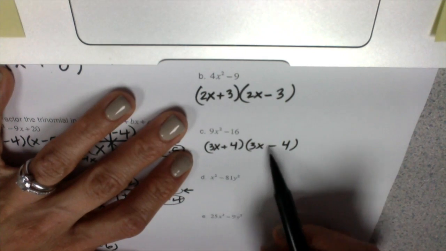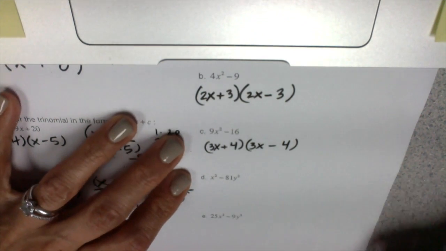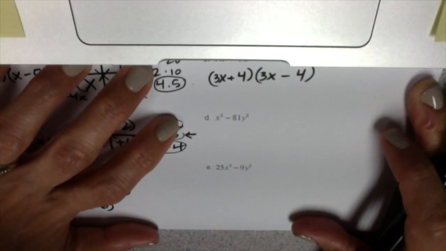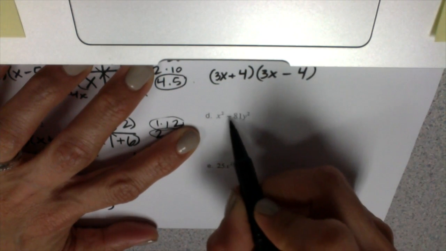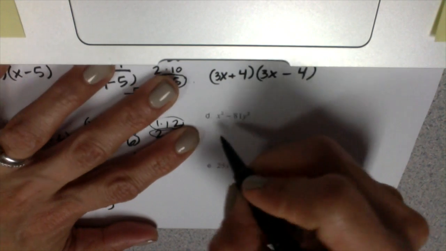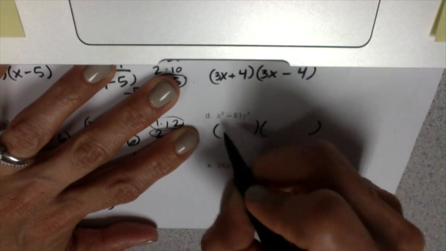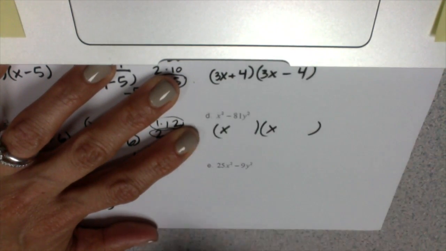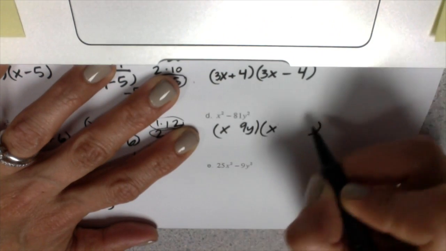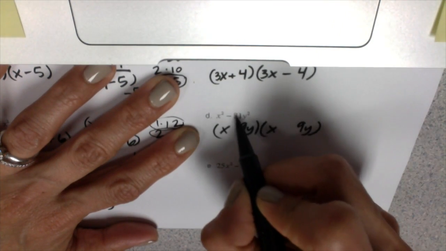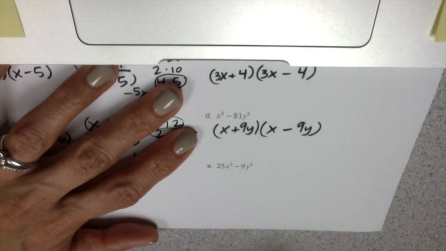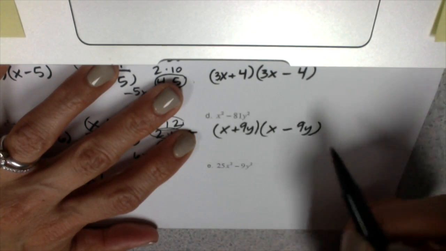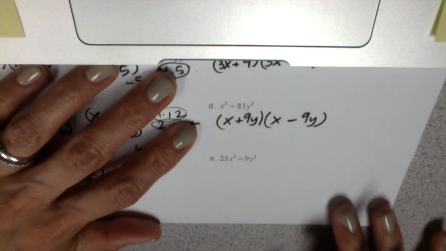Quantity 3x plus 4 times the quantity 3x minus 4. Okay, on this next one, it says x squared minus 81y squared. It's still a difference of squares. So using the pattern, we'll go x times x is x squared, and then 9y times 9y is 81y squared. One plus, one minus, there's your answer, x plus 9y times x minus 9y.